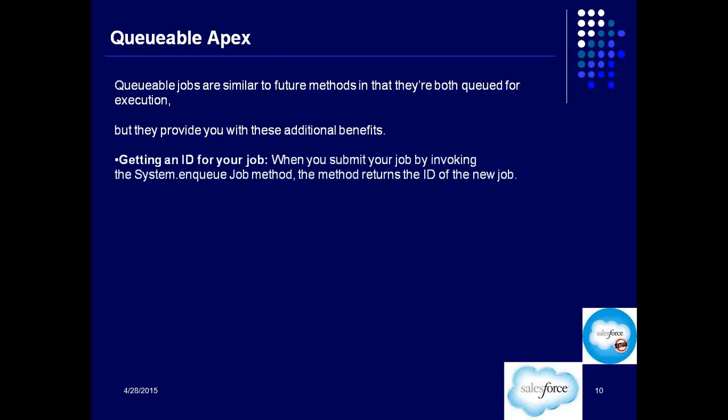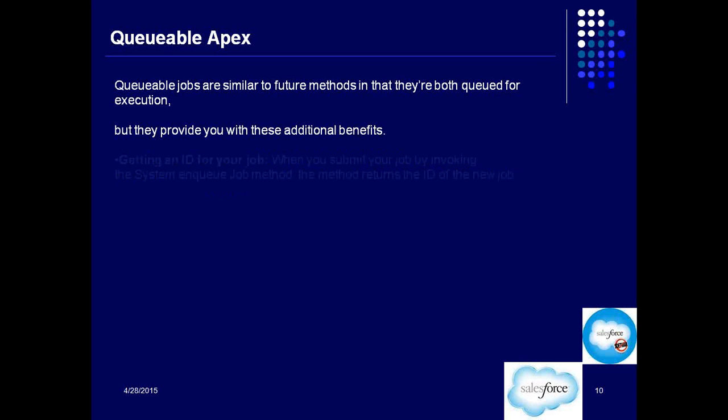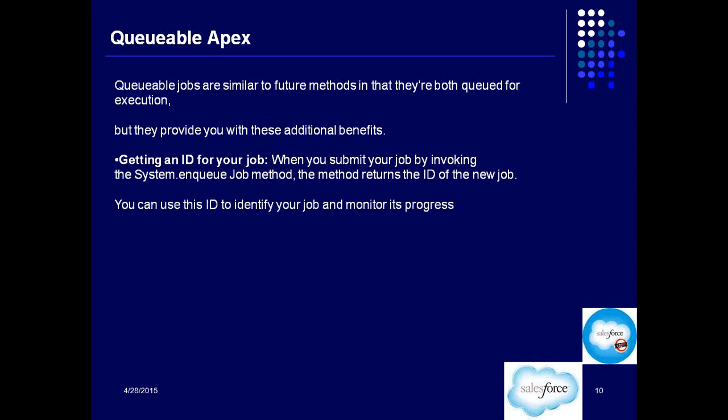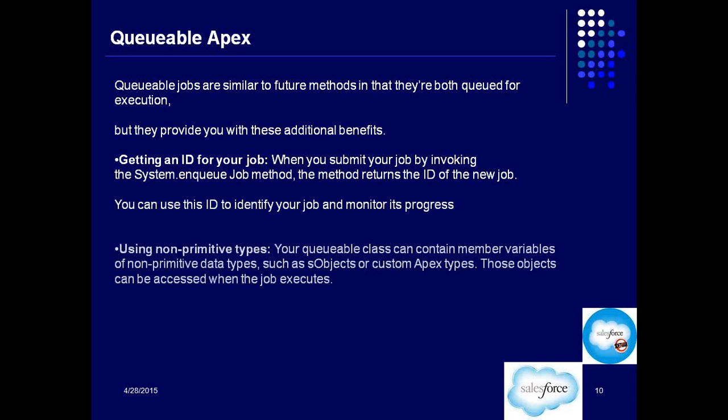First, getting an ID for your job. When you submit your job by invoking the System.enqueueJob method, the method returns the ID of the new job. If you don't understand this, don't worry. Let me put it in simple words. You get an ID for the process that runs, and using that ID you can track or monitor it. That is what I was telling you earlier, that we have an option of monitoring the Queueable Apex. So in simple words, it generates an ID which can be used to monitor it. That's one advantage of Queueable Apex. You can use this ID to identify your job and monitor its progress. So that's advantage number one.